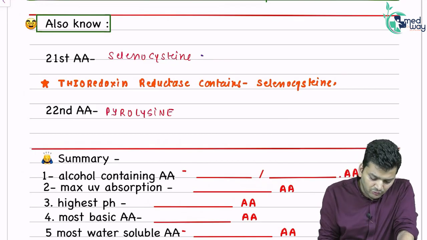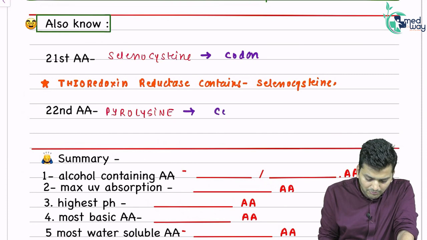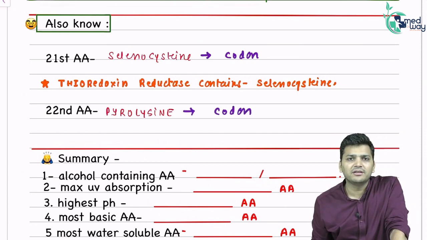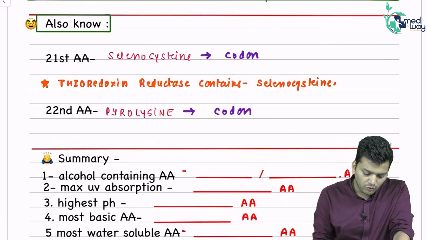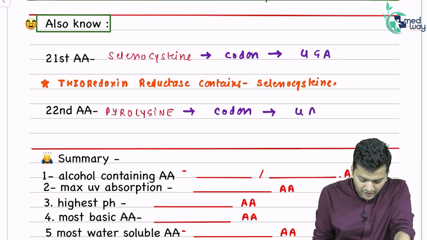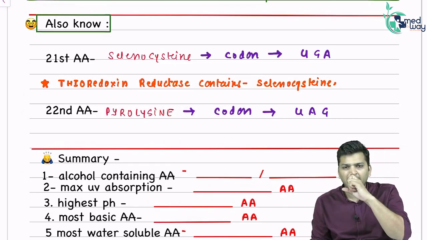We know that every amino acid has a codon also. Like you have your roll number in the exam, in the same way amino acids have codons. That we will discuss in the chapter of nucleic acid, when we discuss translation and the genetic code. The codon for selenocysteine is UGA, and the codon for pyrrolysine is UAG.